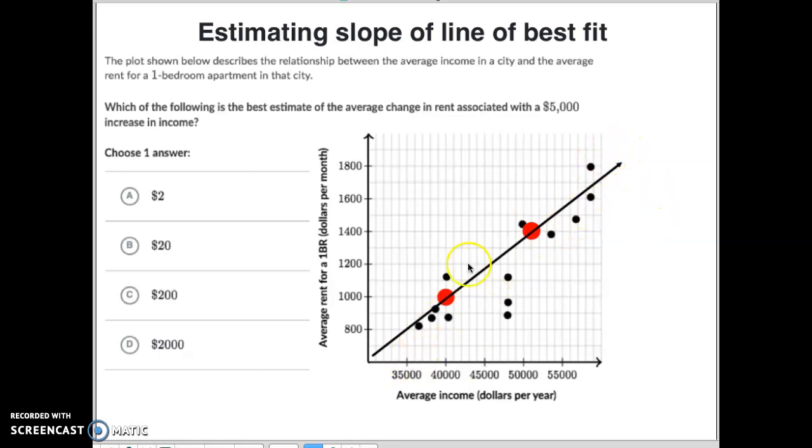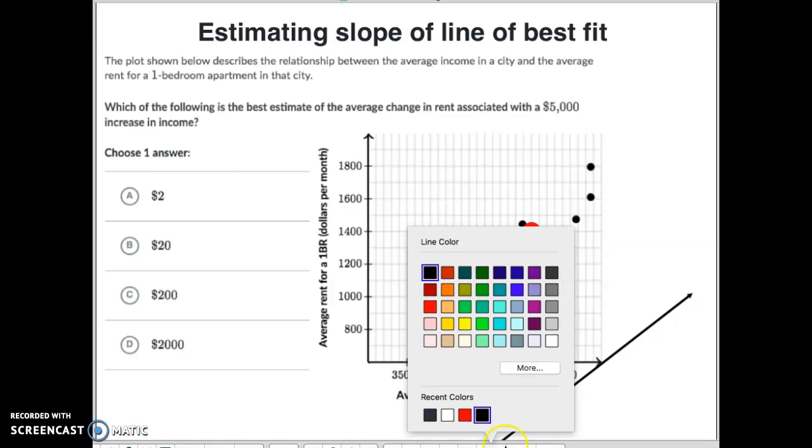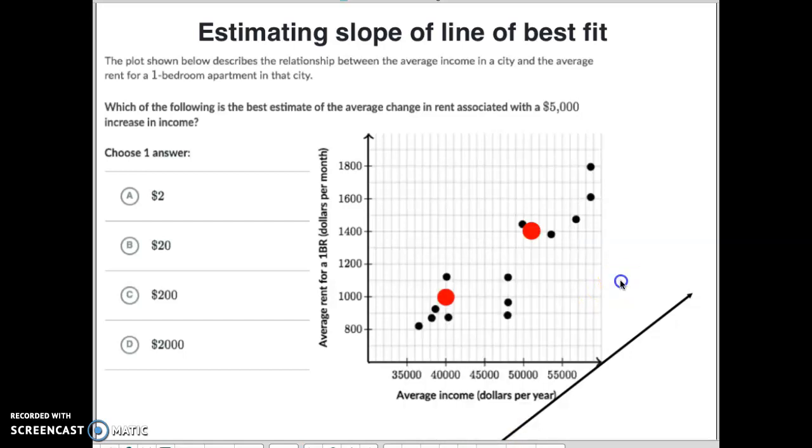So you notice how the dots for the most part are right around it. I know we have a couple outliers here, but for the most part, that would probably be our line of best fit. So what I did is I put on two red dots here so we could figure out our slope. And then once we know our slope, we can come over here and answer the question. Let me see if I can change color on this line so we don't get confused here.